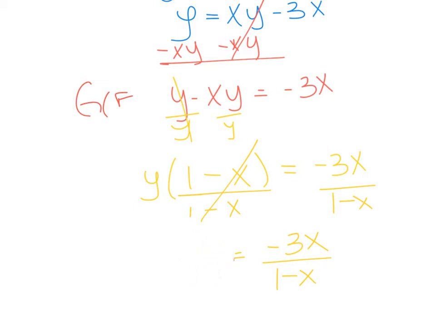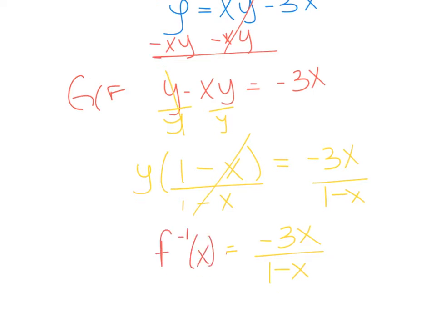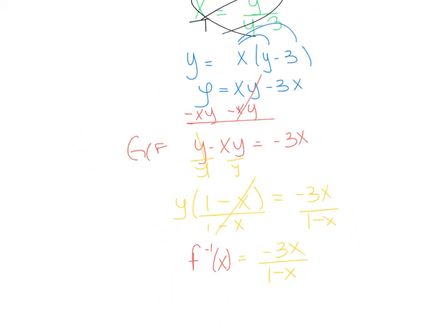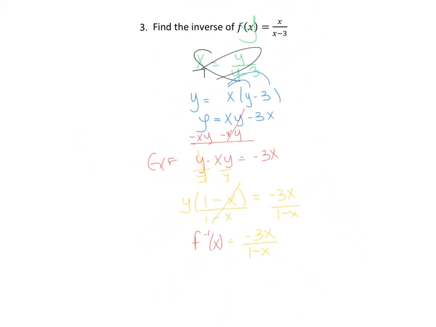If you want to check yourself, what you can do is find an x value and plug it in for the original. Whatever you get out, you're going to plug it into this guy, and then you should get out what you put in before.